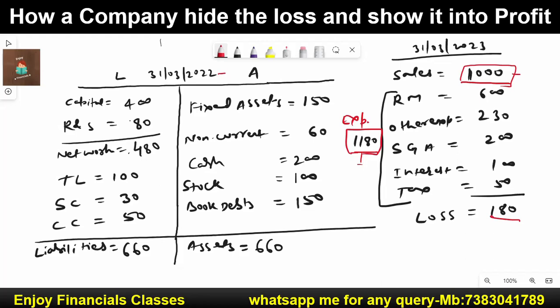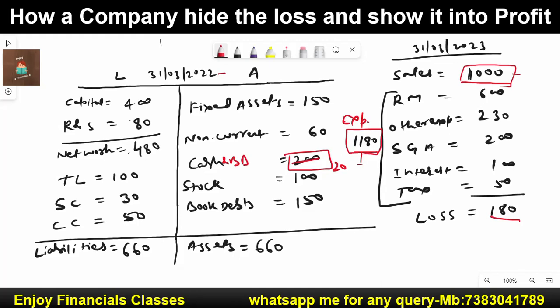So from where has the company brought 180 rupees? The company must have brought it from its past savings, right? Cash and bank balance. I write cash and bank balance. So from 200, it has paid 180 rupees. So the cash and bank balance is only 20 rupees now.